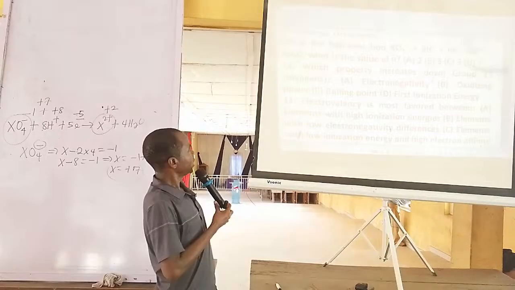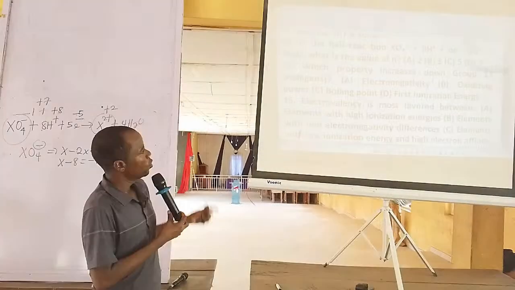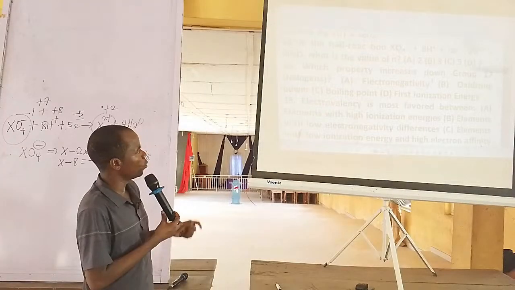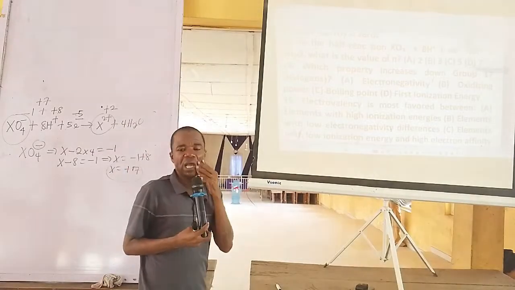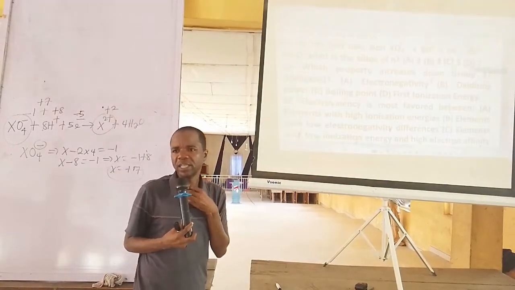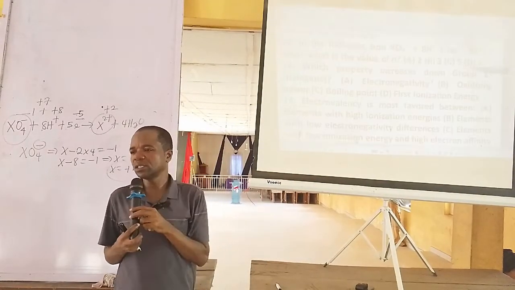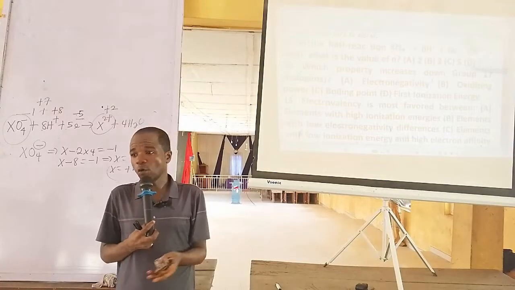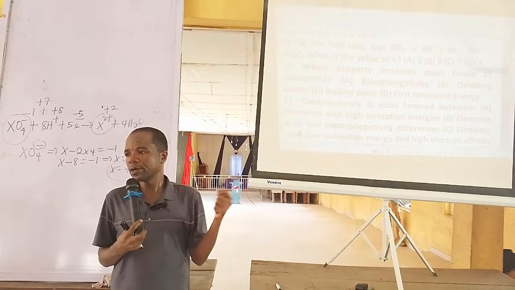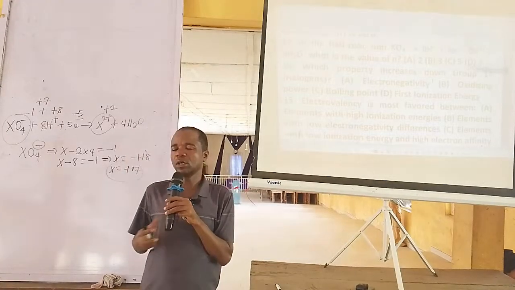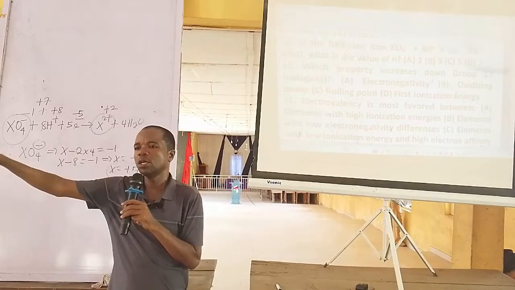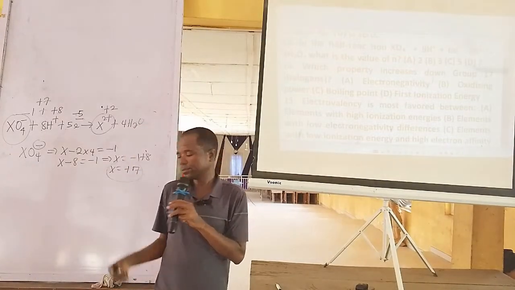Let's come to number 14. Which property increases down group 17? That's the halogen. I know some of you will be wondering, do we have group 17? Don't we have only group 8 from 1 to 8? At times, they usually include the transition elements. This is what I mean.